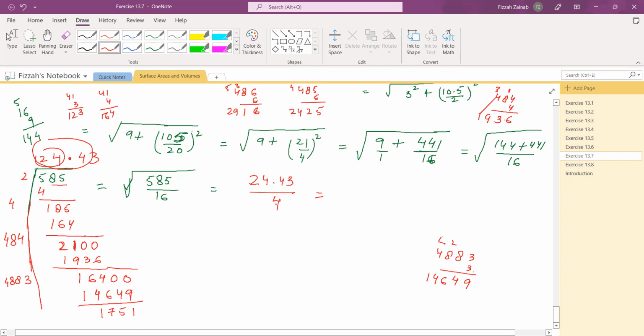So 4 into 6 is 24. And then 4 into 1. And 6.1. So if I make it 30, so 4 into 7. This is something I'm getting as my slant height. Okay, we will check the final answer, whether we have done it correctly or not.